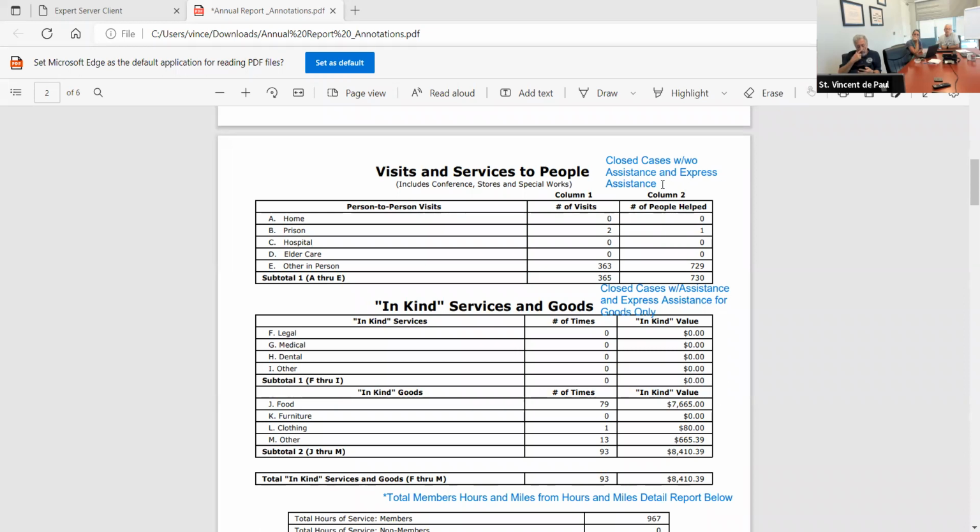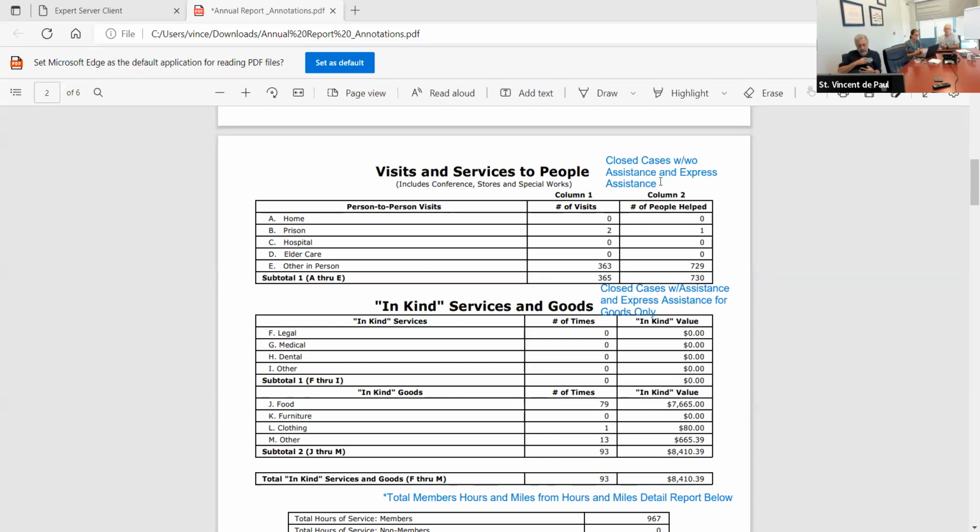Before you ask me why, for without assistance, we would update this report: if you had a case and you closed it without assistance, obviously there's not going to be any number of people helped. But we are going to add one to the type of visit, because it's still a visit. You just determined that you're not going to help somebody. So that's why we look at both the with and without assistance closed cases.